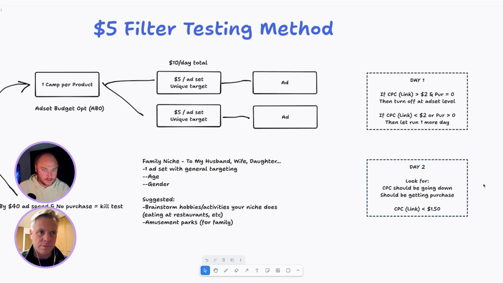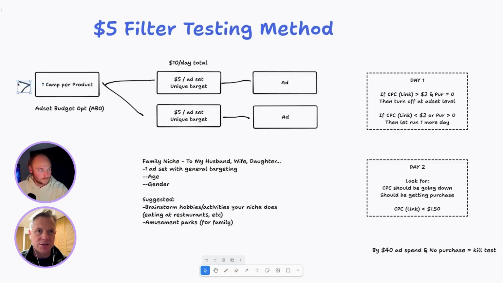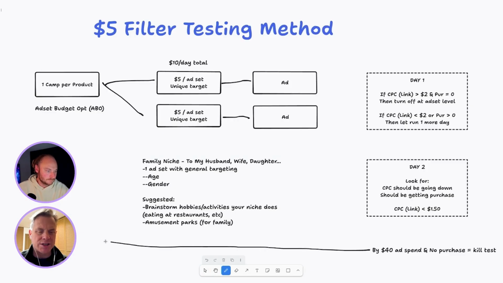The exception is if I'm getting add to carts or if I'm getting crazy good link clicks. Crazy good would be about 70 cents, 75 cents or less. In that case, I will let it go to $60. And another thing I might do in that case is start adding an ad set and testing out a different target, to see if there's another target out there that I could go after.